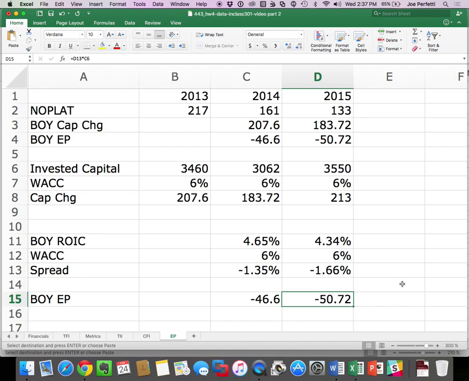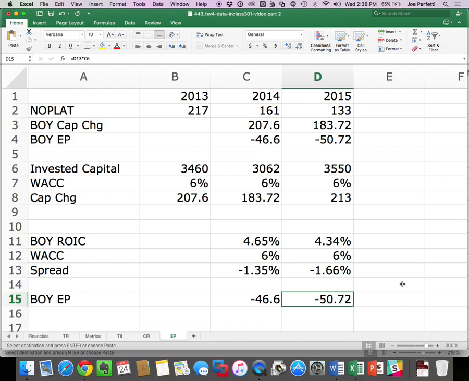But here's the key point. I'm going to go a step higher. All right, in 2015, the company has negative economic profit, and I'll use millions, just easy to talk about, of negative 50.72 million. It is destroying value in 2015. The reason it is destroying value in 2015 is because it has a negative spread, because its ROIC was 4.34% and its weighted average cost of capital was 6%. Right? So that's kind of more of a complete answer that ties it together.